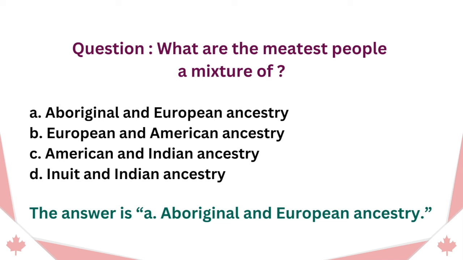Question. What are the Métis people a mixture of? A. Aboriginal and European ancestry. B. European and American ancestry. C. American and Indian ancestry. D. Inuit and Indian ancestry. The answer is, Aboriginal and European ancestry.